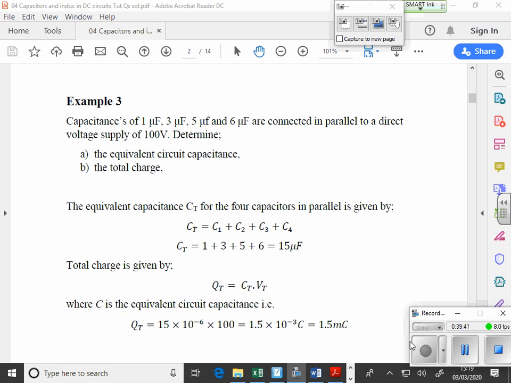So I've got my answers document up. Example 3, total charge is the equivalent circuit capacitance. Let's add them all up. They're all in microfarads, so 1 plus 3 plus 5 plus 6, 15 microfarads. Is that what you got? Yeah. And then the total charge is equal to the total capacitance times the total voltage, and that came out at 1.5 millicoulombs.